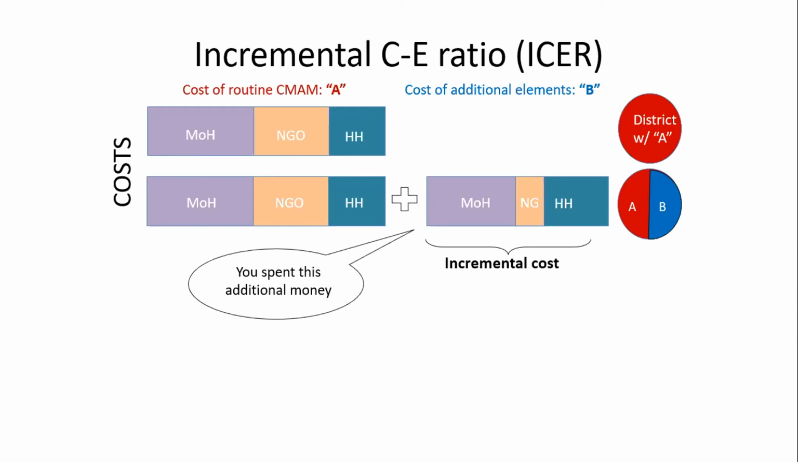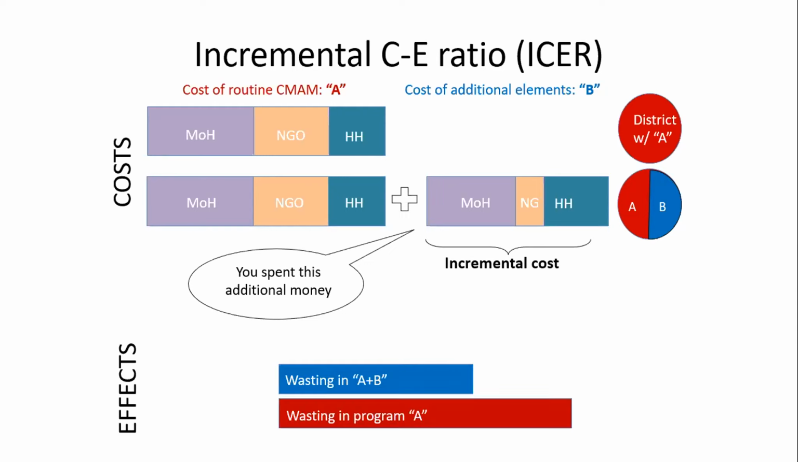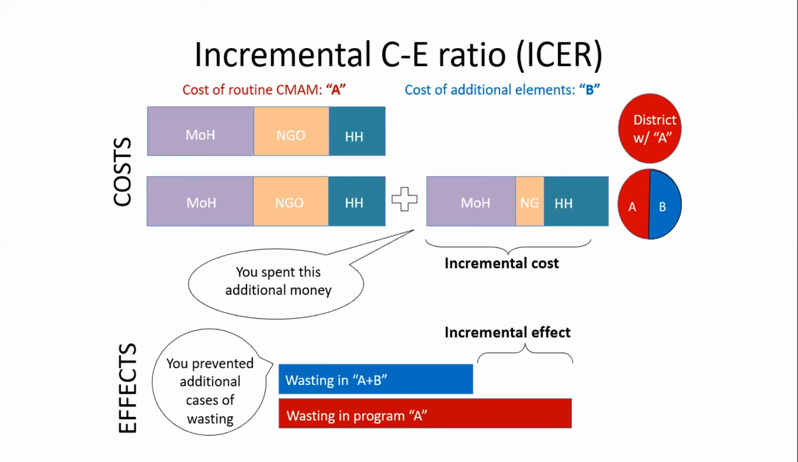Now we look at the effect side. Here we have a certain number of wasting cases identified in program A, our routine CMAM approach. And here we have another number of wasting cases identified in our district where we're implementing our additional elements. Here's A plus B. You can see we have fewer cases of wasting with the innovation. So you prevented additional cases of wasting with the A plus B approach. This is the incremental effect or a number of wasting cases prevented.